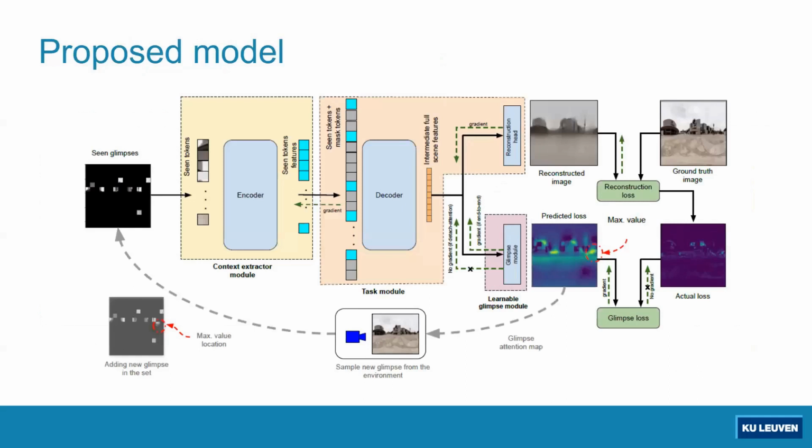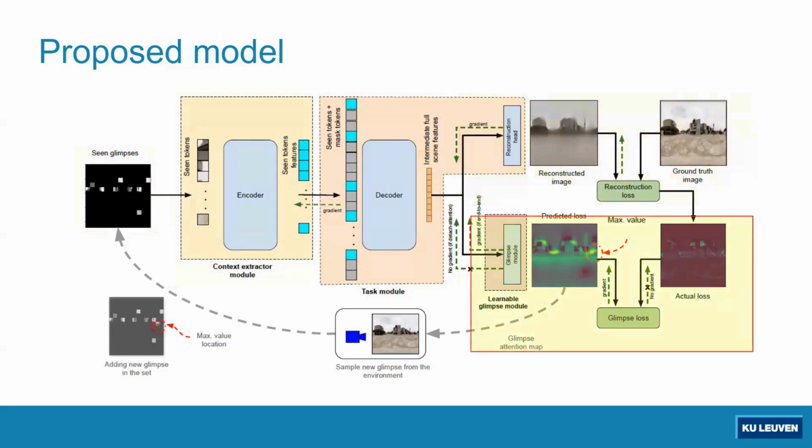Here we show our proposed architecture. At any kth time step, the observed glimpses are first passed to a context extractor module, which encodes the global context of the scene given the observations. This context is fed to the task module, which outputs a latent representation vector, which is then fed to a reconstruction head, which reconstructs the whole scene. A loss is computed with respect to the ground truth.